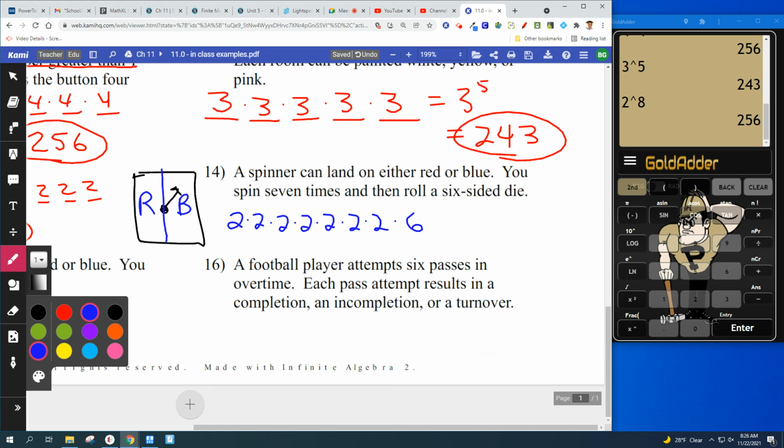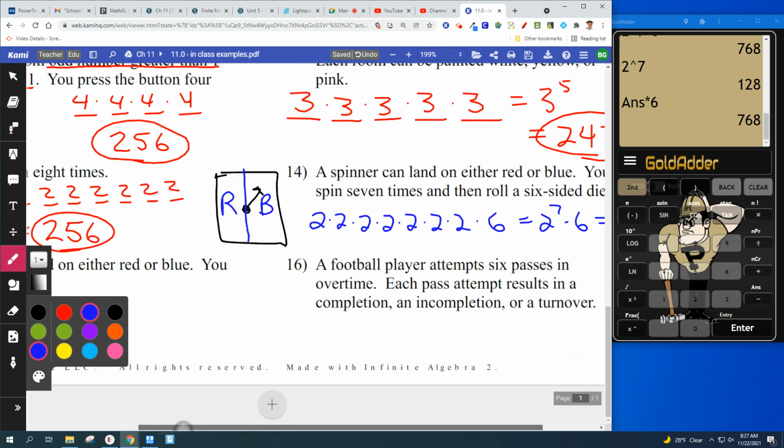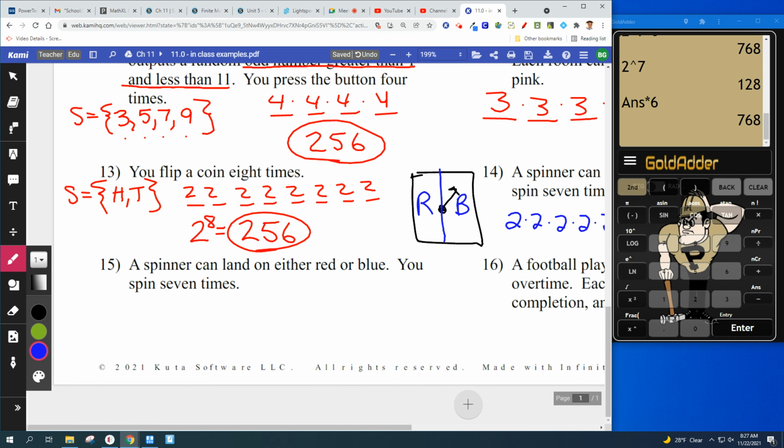So I've got 2 to the 7th times 6, which is 768. Of course, you could do 2 times 2 times 2 times 2 times 2 times 2 times 2 times 6 as well. Number 15. Spinner can land on either red or blue. You spin 7 times. So that's just 2 to the 7th. We just did that. 2 to the 7th is 128.